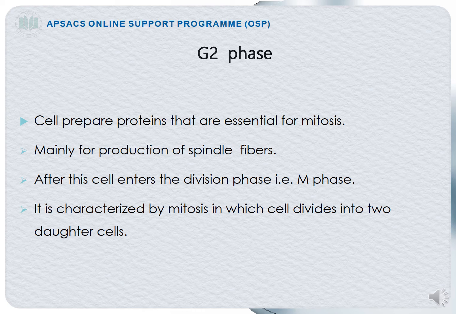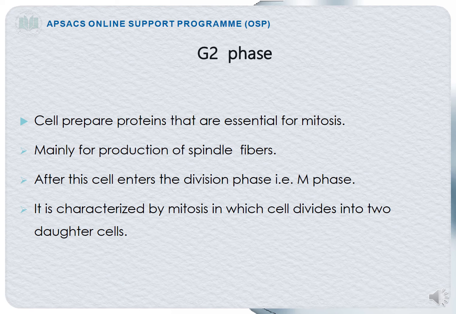Then we have the G2 phase. What happens in the G2 phase? Simply, the cell will prepare all the proteins which are essential for mitosis. So which proteins are essential for mitosis? Those are the kinetochore proteins. Why kinetochore proteins? Because they help in the production of the spindle fibers.